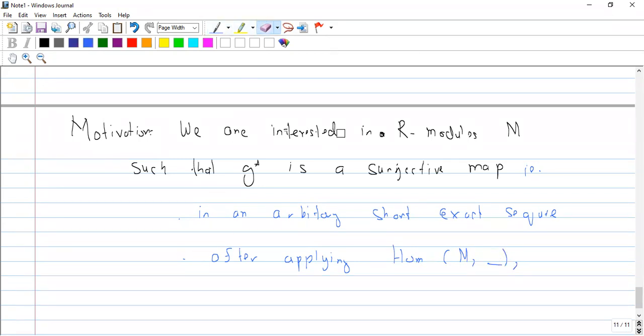the induced sequence will also be a short exact sequence, क्योंकि अब G star subjective रहेगा तो दोबारा induced sequence क्या रहेगी, will also be a short exact sequence.